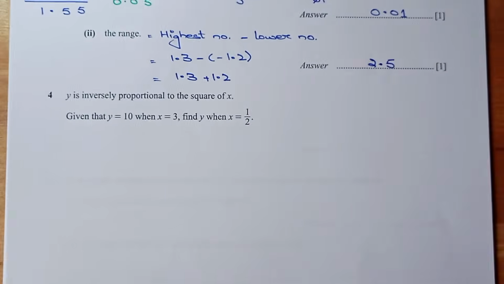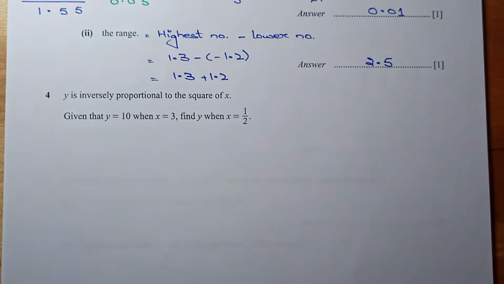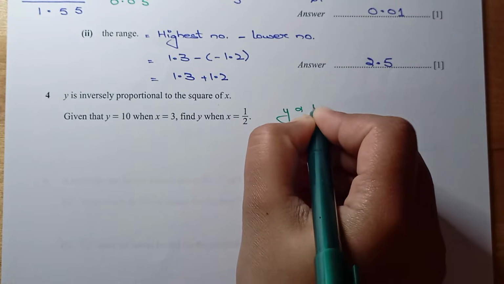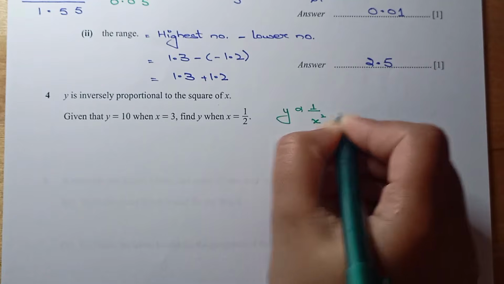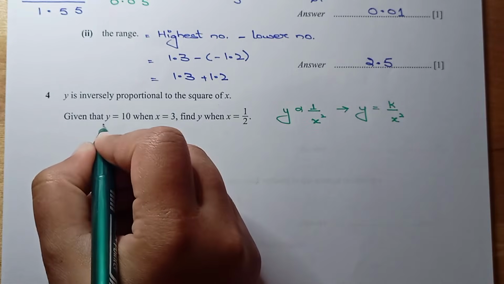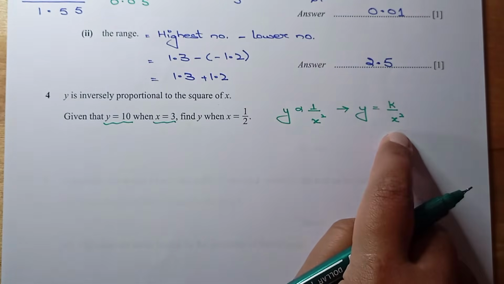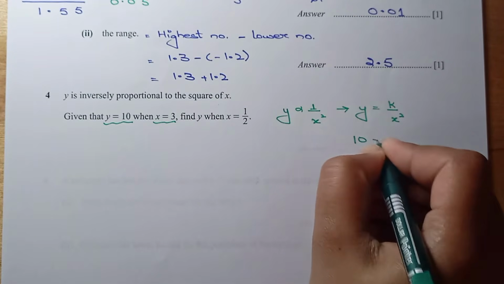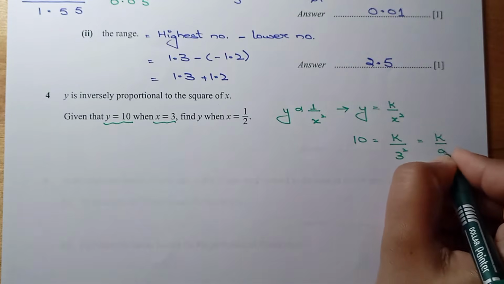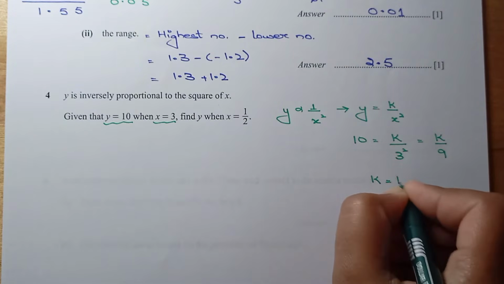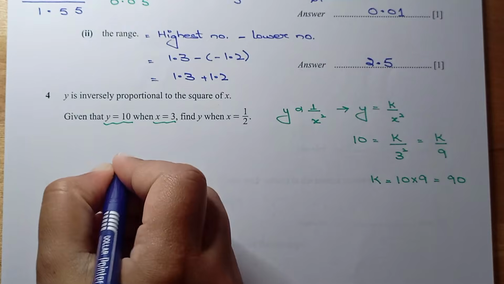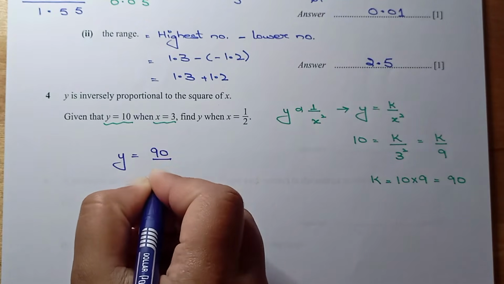Now for question number 4, y is inversely proportional to square of x. So y is inversely proportional to square of x, and from here y is equals to k over x square. Right, given that y is 10 when x is 3, so we can find the value for k. Y is 10, x is 3, so 3 square is 9, so we have k over 9, and the k value we got is 10 times 9, that is equals to 90. Right, now we have the formula y is equals to 90 over x square.